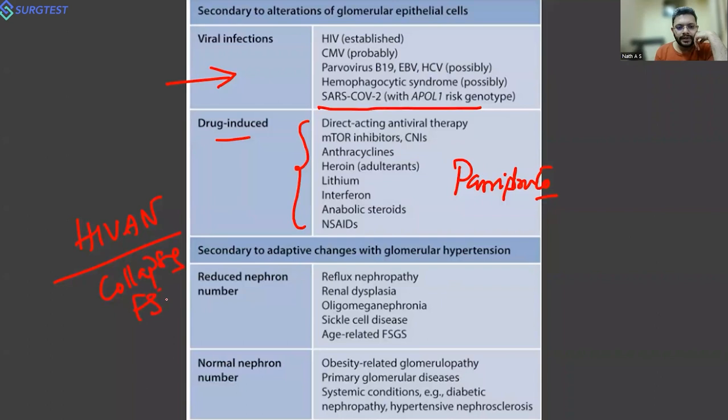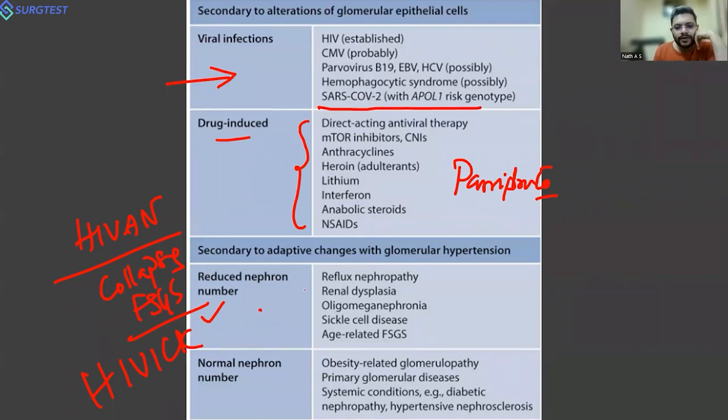Yes. But the other thing you have to remember is after the advent of antiretroviral therapy, the incidence of HIVAN has reduced much. So now you have immune complex disease, something called HIVICK. You will see that in your Harrison also, this word, HIVICK, HIV related immune complex kidney disease. That is more common now. HIVAN is less common. But HIVAN is the collapsing FSGS.